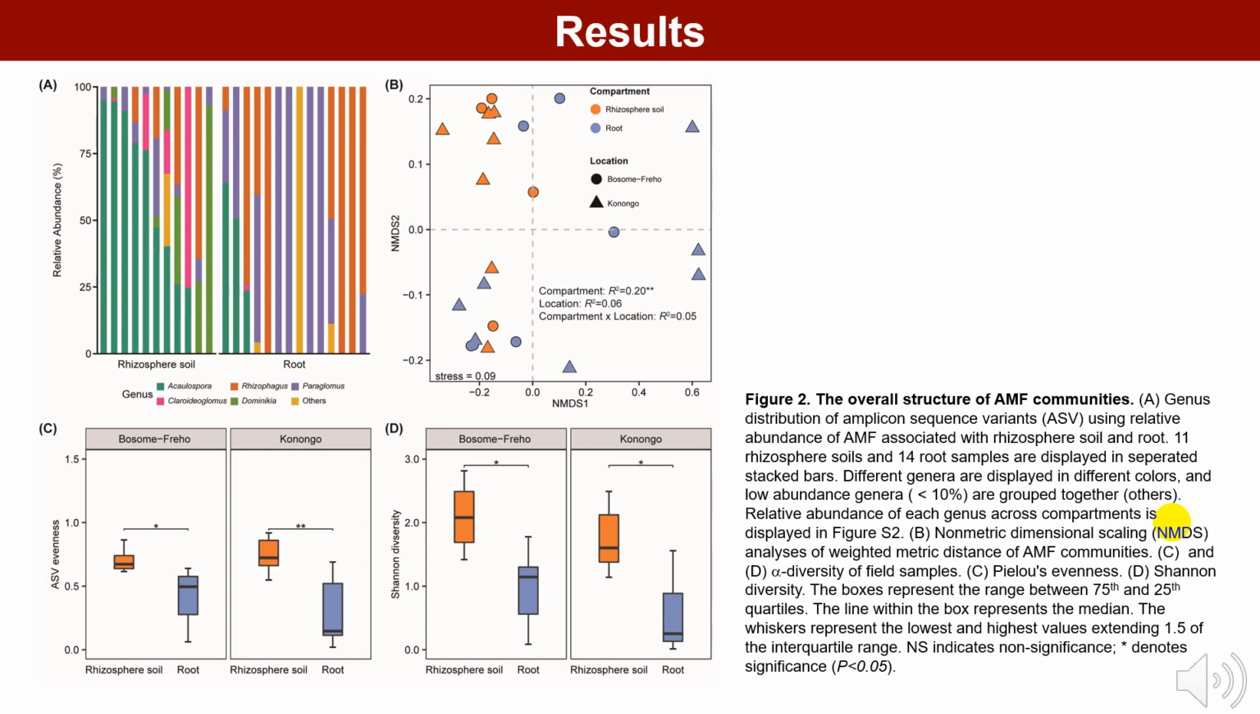As you can see from B, compartment is a significant factor to separate the root and the rhizosphere structures, however, not locations. Then we also did alpha diversity analysis. As you can see from evenness and diversities, the rhizosphere soil had a higher evenness and diversities compared to the root compartment in both locations.